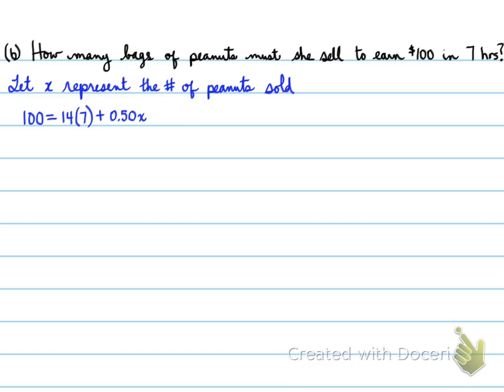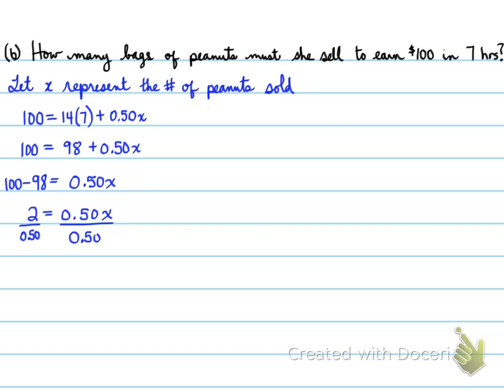So we can solve this problem by 100 equals 14 times 7 is 98 plus 50 cents for every x. Next, what we want to do is keep this 50 cents here, and we're going to move the 98 over. And remember that the operation in front of here is a plus, folks. So this plus that's here moves the 98 over, becomes minus. 100 minus 98 is equal to 50 cents x. Now 100 minus 98 is 2, which is equal to 50 cents x. What we're going to now do is get x by itself. So we have to unattach this 50 cents by dividing. So we're going to divide both sides by 50 cents. And we get, that's right, x is equal to 4. So in the 7 hours that she worked, she only sold 4 bags of peanuts. Or she has to sell 4 bags in order to make the $100.